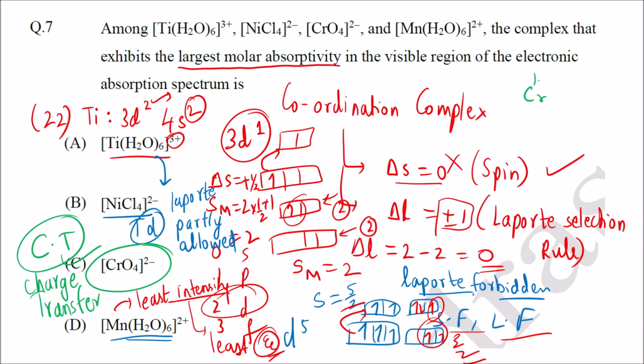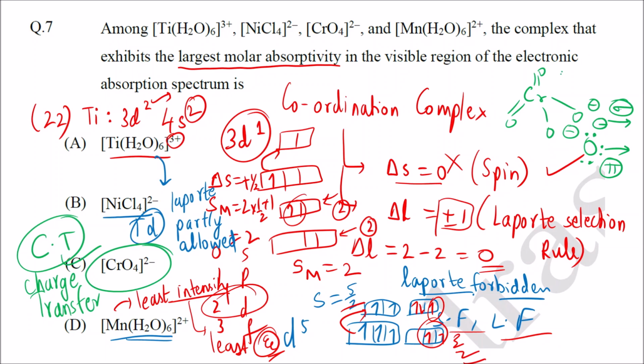Here, this is the structure of CrO4 2 minus. Here you can see Cr oxidation state is what? X minus 6 is minus 2, X will be plus 4. So here basically what happens is oxygen has a negative charge. So this will form the sigma bond, and it is also a pi donor. Sigma donor and pi donor.